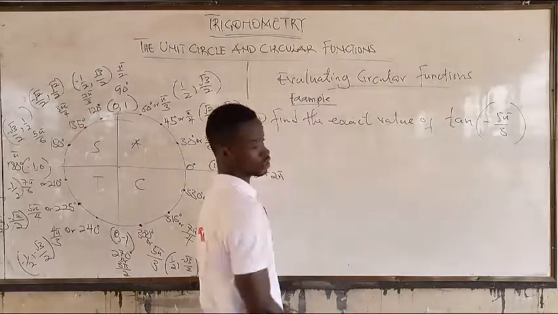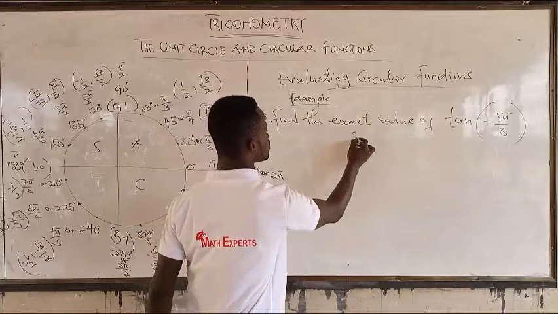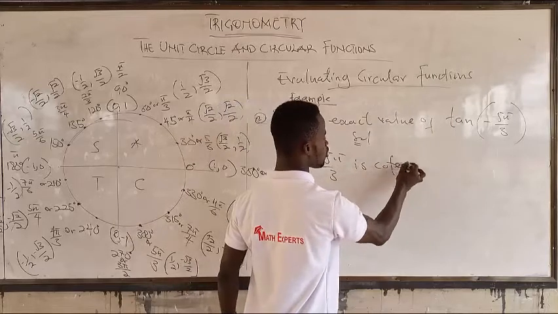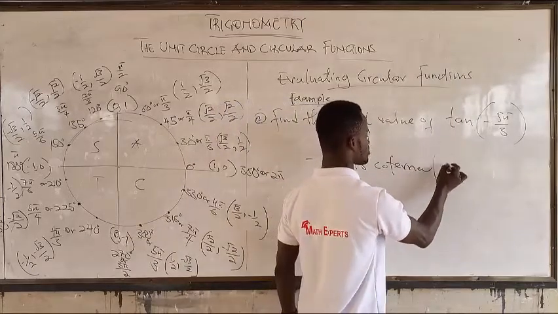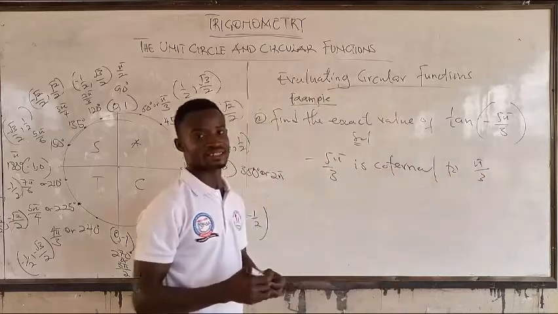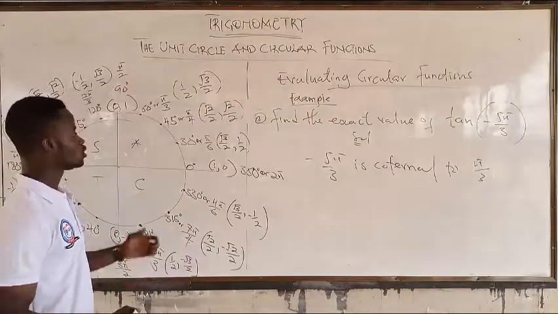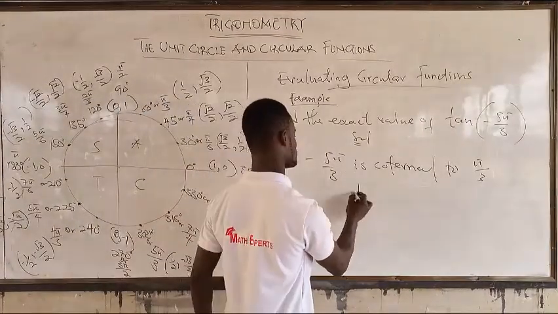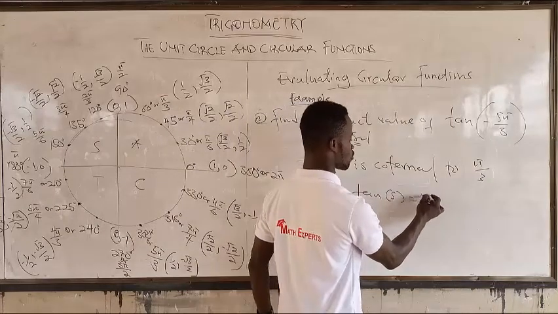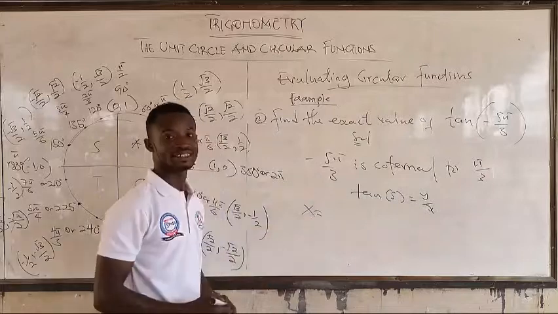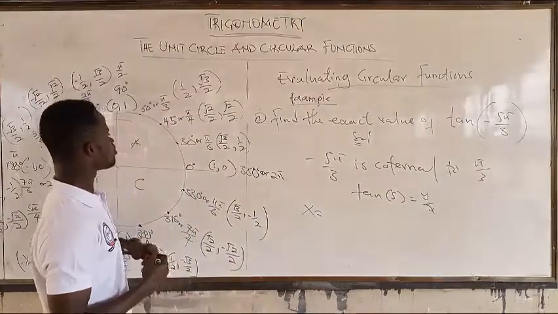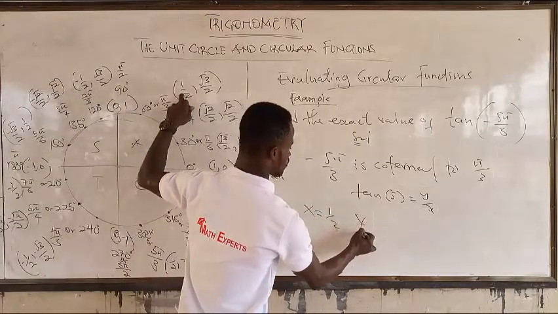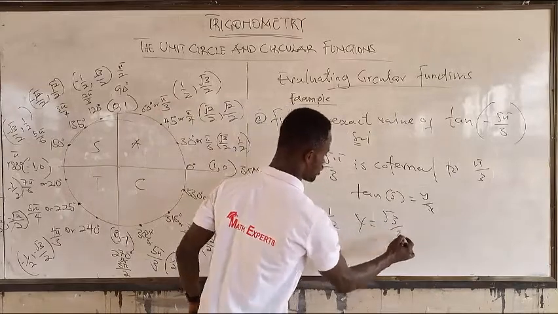So, solution: negative 5π/3 is coterminal to π/3. And since it's coterminal to π/3, you go to your unit circle. Because you know that tan is y/x, you need to go and indicate the x and y. π/3 is 60 degrees. The x is 1/2. The y is square root of 3 over 2.